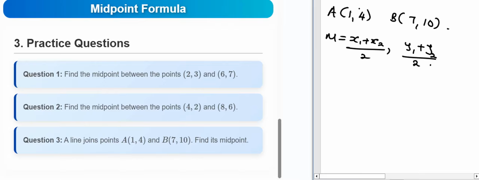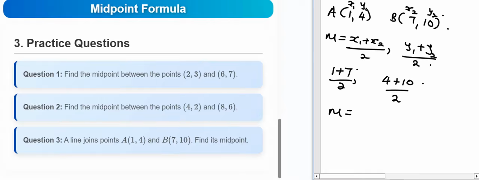But we already have all these values. So this is x1, this is y1, this is x2, this is y2. If I apply it, it will be x1 is 1 plus x2 is 7, divided by 2. Then y1 is 4, y2 is 10, divided by 2. And the answer becomes: 1 plus 7 is 8, divided by 2 is 4, and then 4 plus 10 is 14, divided by 2 is 7. So our midpoint is 4, 7.